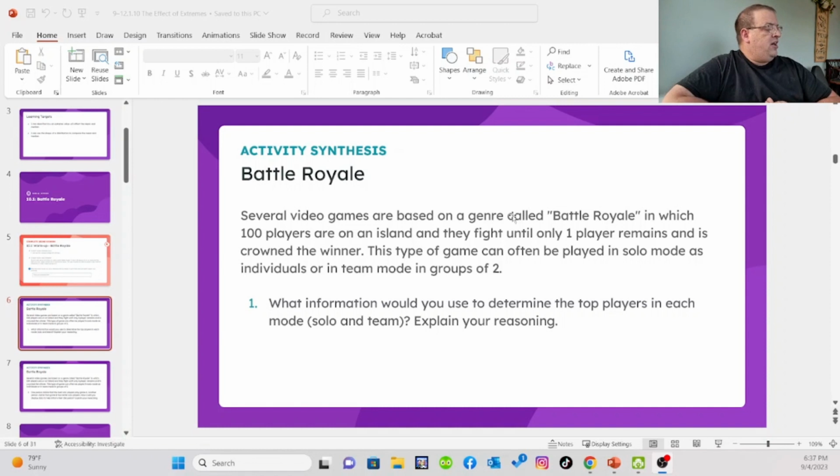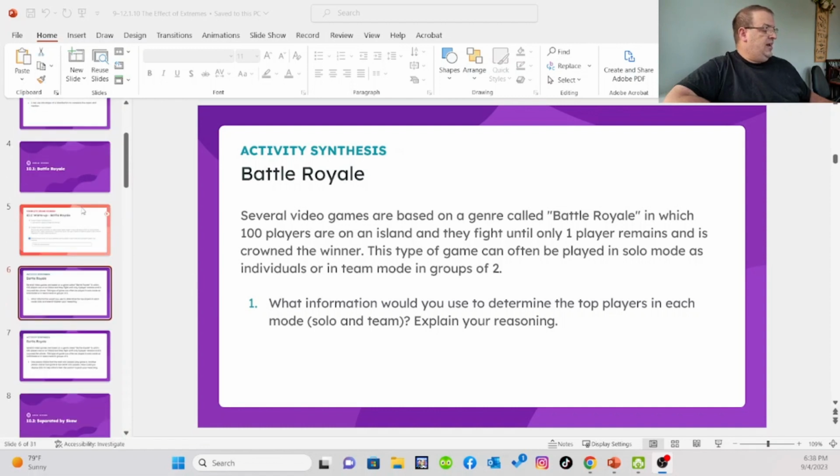It says the Battle Royale, several video games are based on a genre called Battle Royale, in which 100 players are on an island and they fight until only one player remains and is crowned the winner. This type of game can often be played in solo mode, as individuals, or in team mode in groups of 2. So the first question asks, what information would you use to determine the top players in each mode, solo and team? And explain your reasoning.